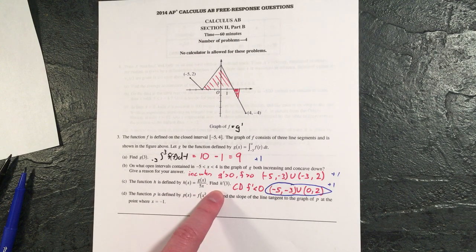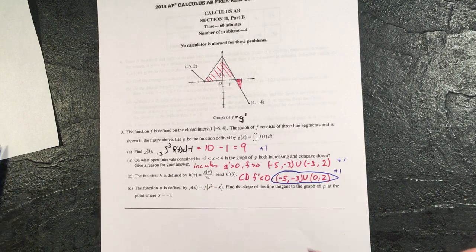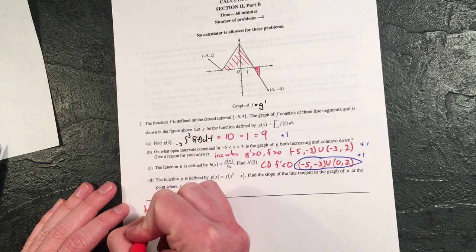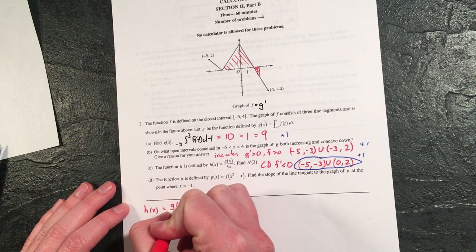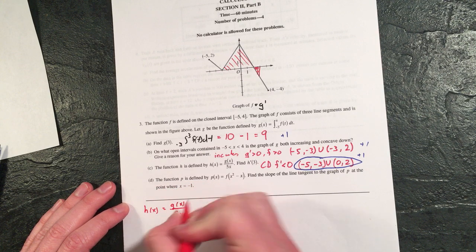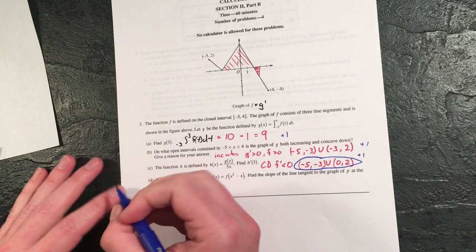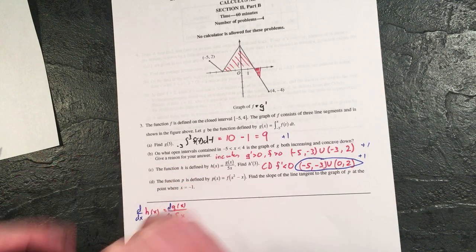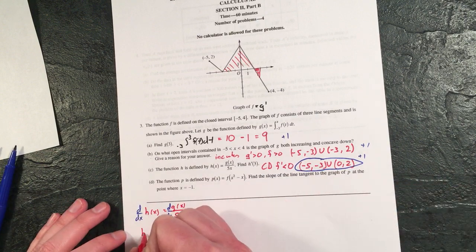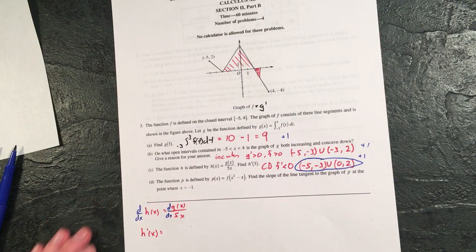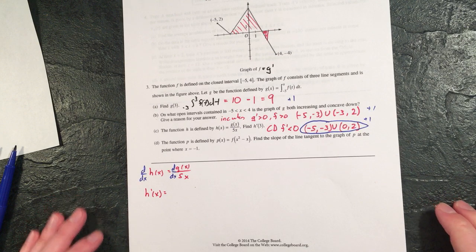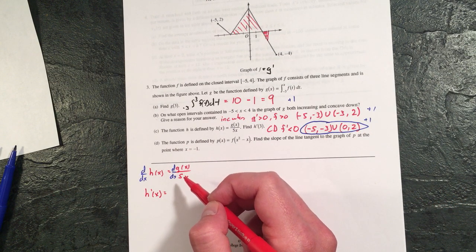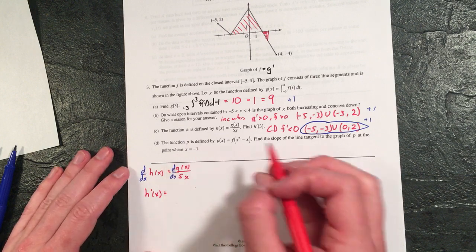Next one they're looking for here, they give us some weird h function, and it wants us to find h prime of 3. They want the derivative at 3, so that means we need to take a derivative. Left side, nice and easy. Right side is where a little bit of a challenge is. Looks like the quotient rule is going to need to be had.